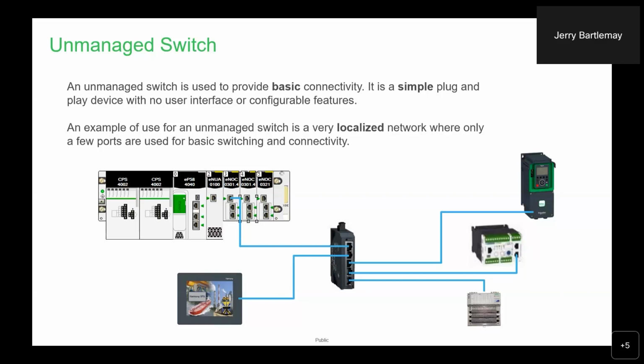So unmanaged switches, like the slide says, are for basic connectivity. An unmanaged switch is basically a connection device. It has no managed properties. You can't even assign it an IP address. So it's really used more in local environments where you need to connect multiple devices together. We don't recommend it for use in, say, a backbone, where you need more configurable properties.